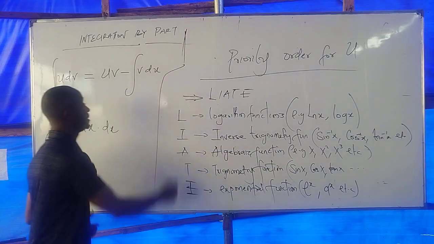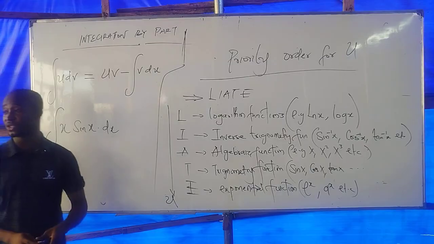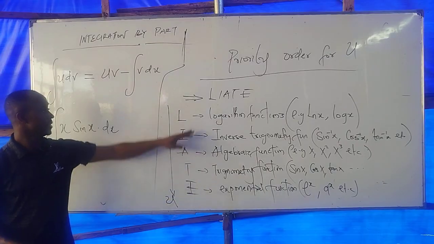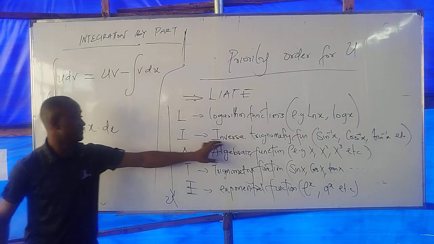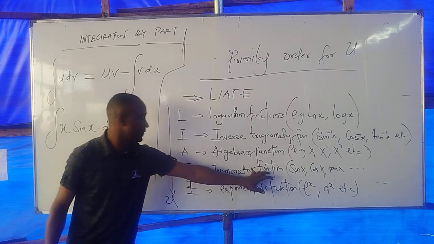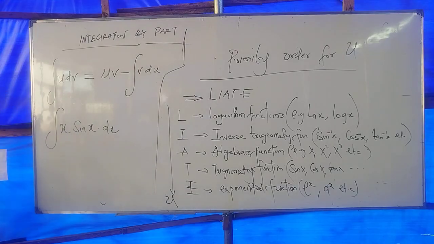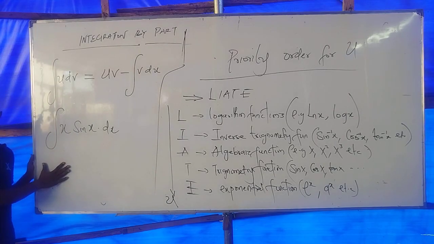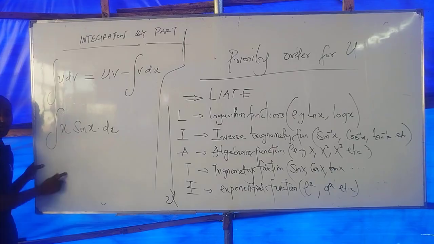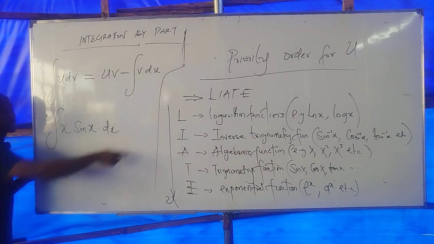This is the priority order for choosing your u: logarithm function, inverse trig function, algebraic function, trigonometric function, exponential function. So if we are given this to integrate, the first thing you have to choose is your u. Which of these will represent our u based on this order?